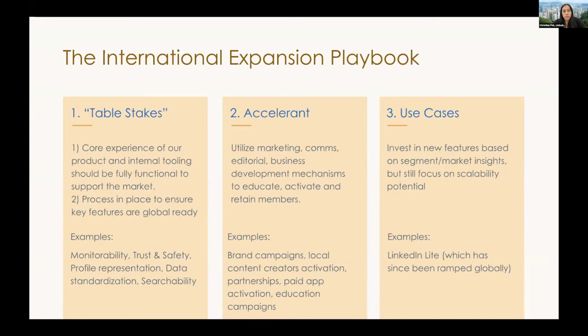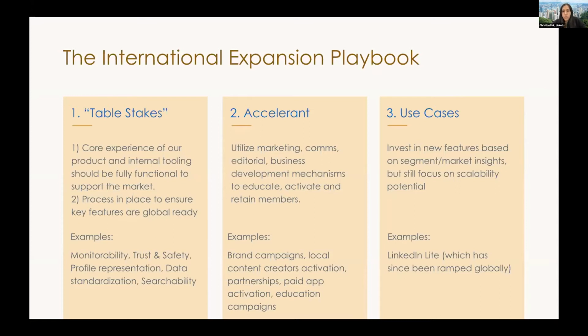So really considering the go-to-market, like how do we utilize marketing and comms and editorials, business development to educate and activate and retain our members. And this is when we consider brand campaigns, like how do we use our editorial team to drive member engagement.